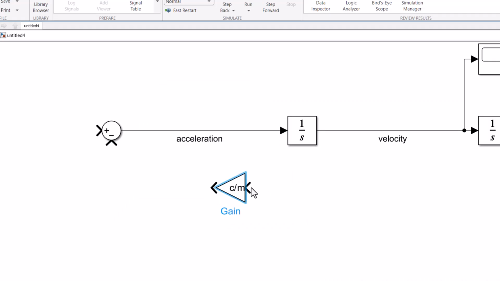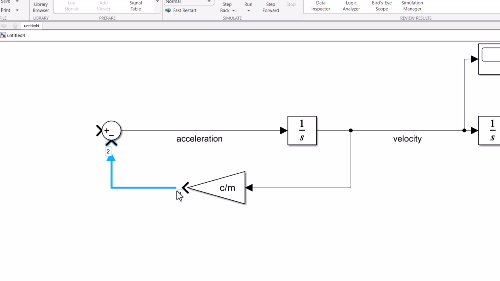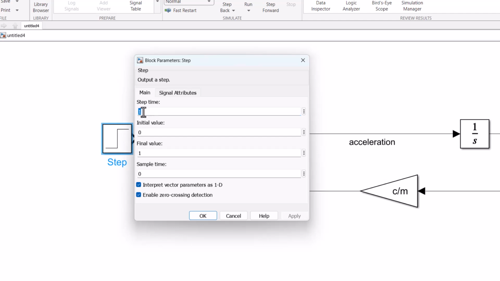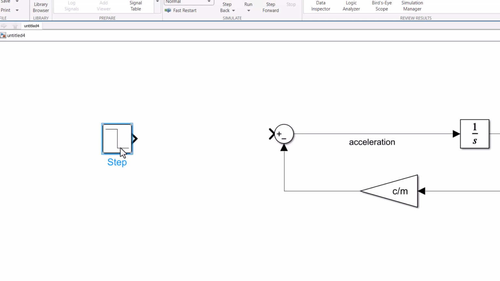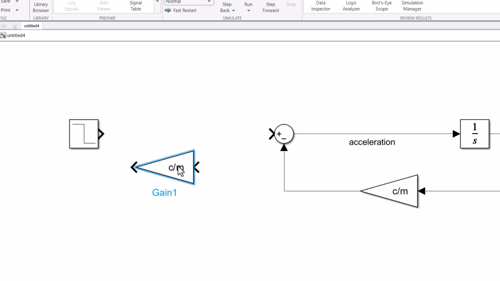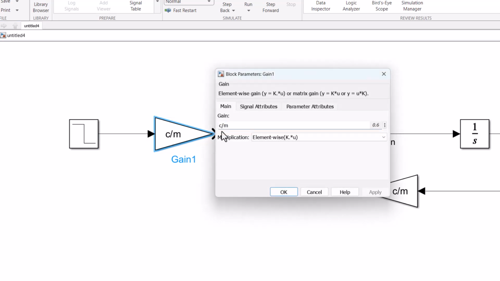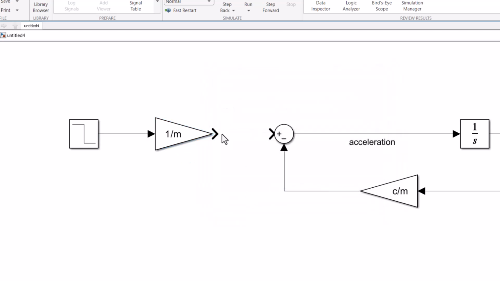I press Ctrl I, and the velocity is multiplied by c over m, and with a negative sign, it is going to be summed by the force, and the force is step command. So up until 1 second, it is equal to 10 newtons. Then it is 0. I don't forget that it has to be divided by m, so I multiply it by 1 over m.